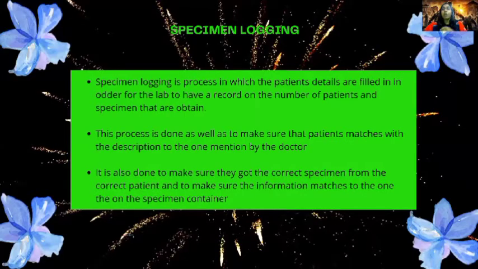So first step of tissue processing is specimen logging. Specimen logging is a process in which the patient's details are filled in order for the lab to have a record on the number of patients and specimens that are obtained. This process is done as well as to make sure that the patient matches with the description to the one mentioned by the doctor. It is also done to make sure they got the correct specimen from the correct patient and to make sure the information matches to the one on the specimen container.